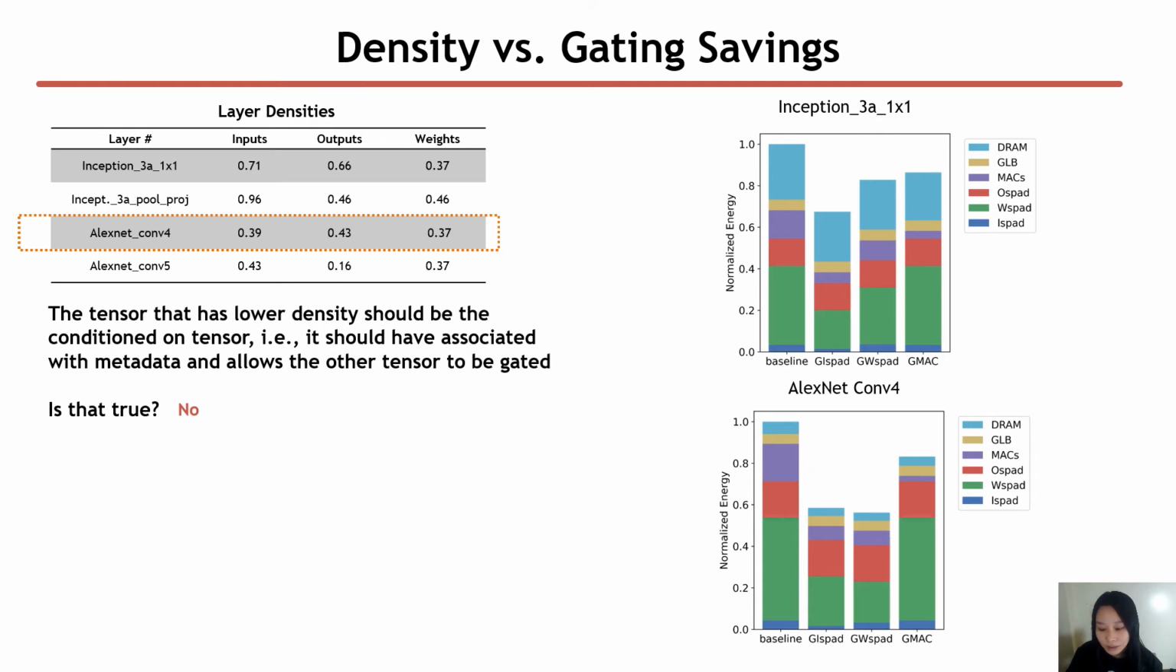Which is the second column, gate input scratch pad. However, as you can see, gate input scratch pad gives us worse performance compared to gate weight scratch pad. And just to make it clear, when we are performing gating on weight scratch pad, we are associating metadata to inputs, and we are performing the gating based on inputs, which has a higher density. So why is that? Why does gating based on a tensor that has higher density give us better performance?